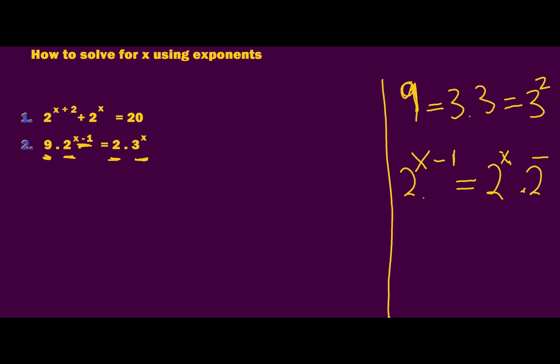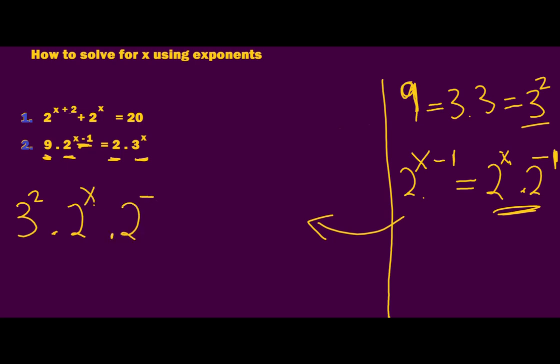Negative 1. So I'm going to take these values, the simplified version, and plug them into the equation, right? So in the first term, 9 can be simplified to 3 to exponent 2, and then 2 exponent x minus 1 can be written as 2x times 2 negative 1, right? Then all of this equals 2 times 3 exponent x, right?